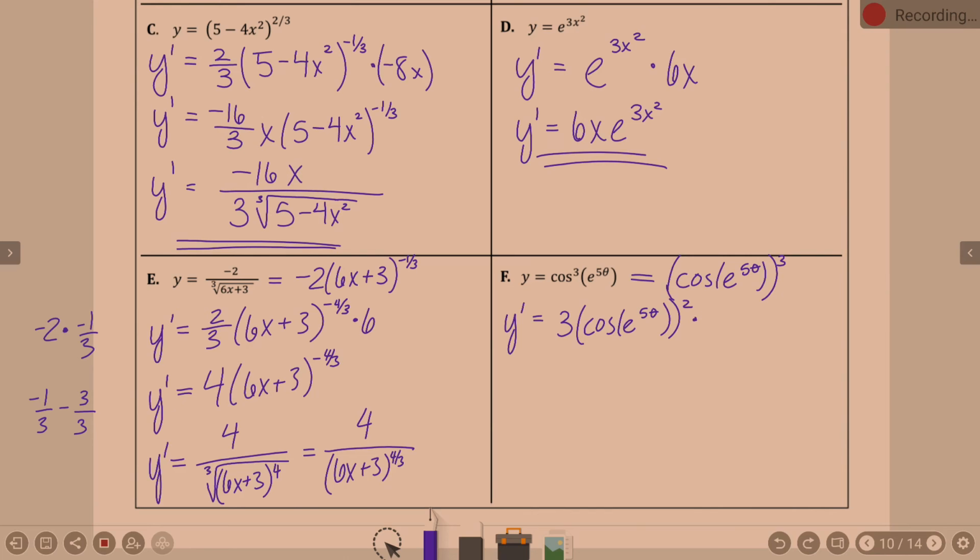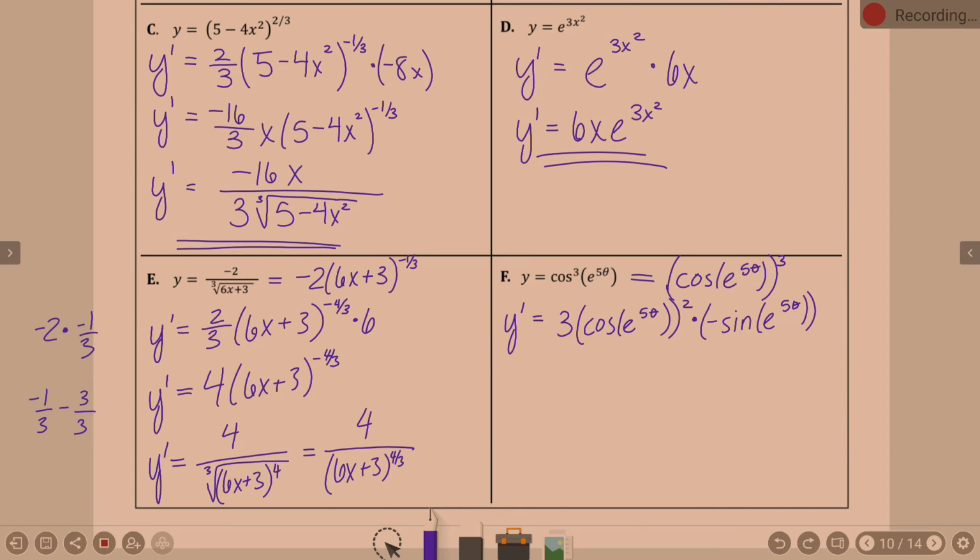Times, now we're doing what's my inside function, generally speaking. That is the cosine of something. How do we do the derivative of cosine of something? Negative sine. The derivative of cosine of something is negative sine of the same something. Notice I'm still saying the word something. So we just did the derivative of cosine of something and got negative sine of something.